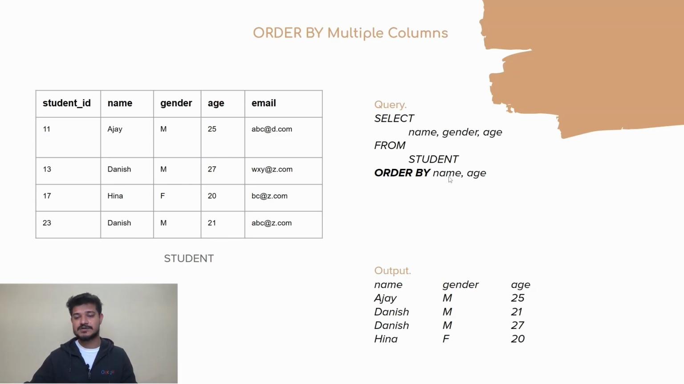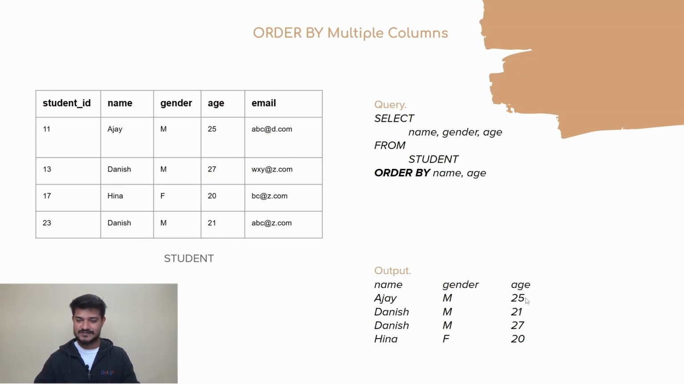Always the priority is given to the first column, from left to right. Name will be given the highest priority, so you will get the result based on the name in ascending order in this case. But if there are ties, they will be broken by the next column, in this case age. These two had the same name but their ages are different, so their tie will be broken by the age. 21 is smaller than 27, so Danish 21 comes first and Danish 27 comes after that. So this is in ascending order.